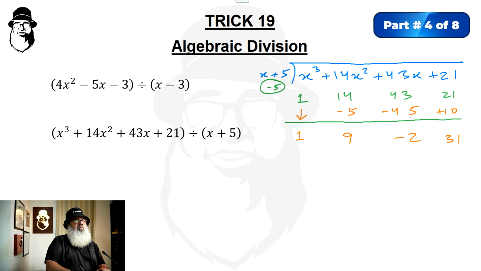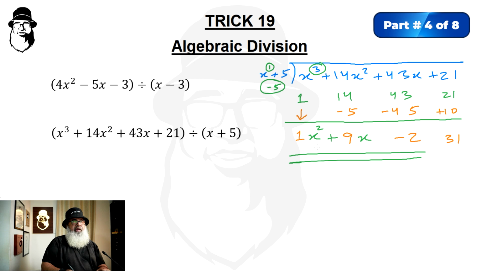In the end, what we do is we see this power, and this power is 1. We subtract this. 3 minus 1 is 2. So we'll have the highest power here, x to the power 2. And then we keep decreasing the power. Here it's power 1. And we have this answer, x squared plus 9x minus 2. And this is the remainder, that is 31.